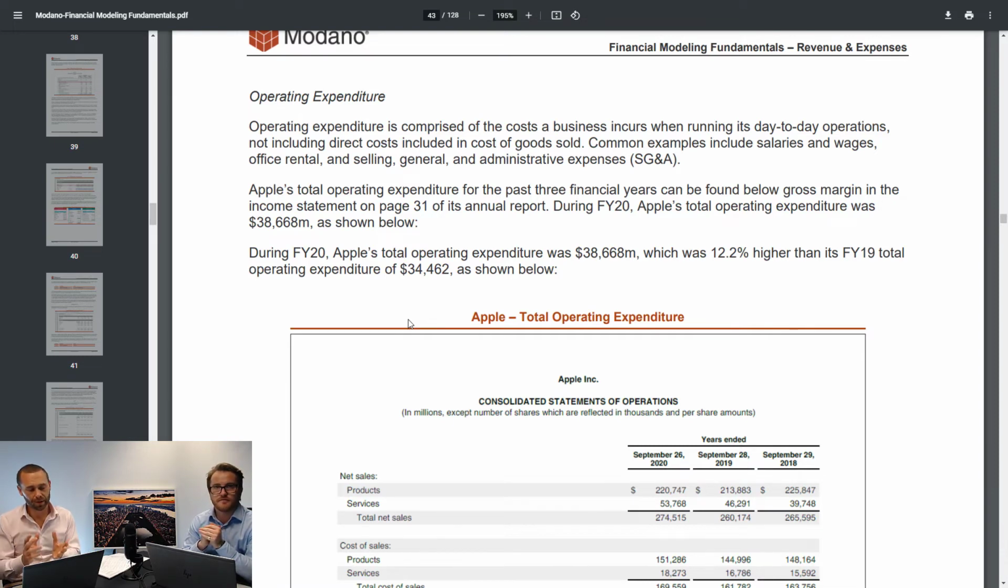Okay, so operating expenditure is similar to cost of goods sold, but for the fact that it's not a direct cost. It's basically things like your sales, your SG&A, things like your office rental, lawyers, people that aren't sitting there actually pumping out the chocolate bars or the iPhones. So they're basically costs that you can probably cut back a lot easier than your cost of goods sold. And for that reason, they're broken out in a separate part of the income statement.